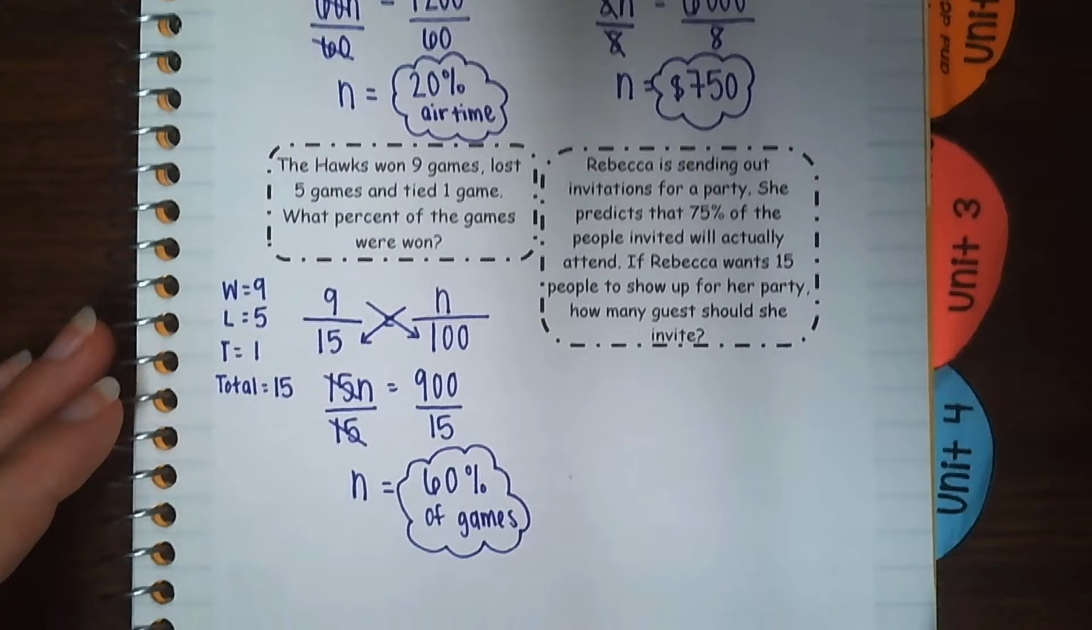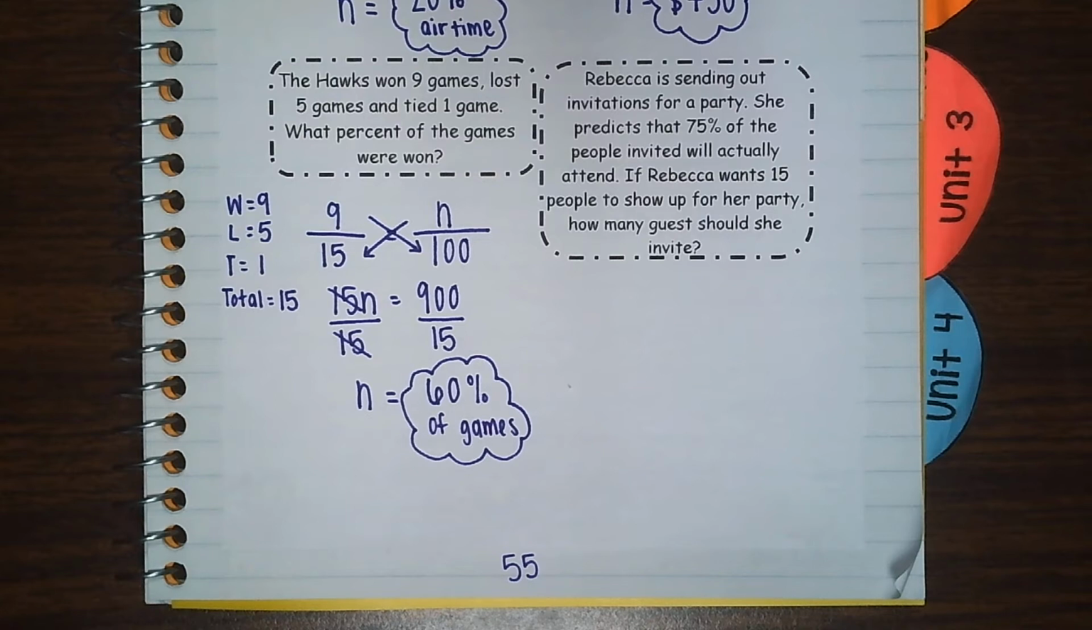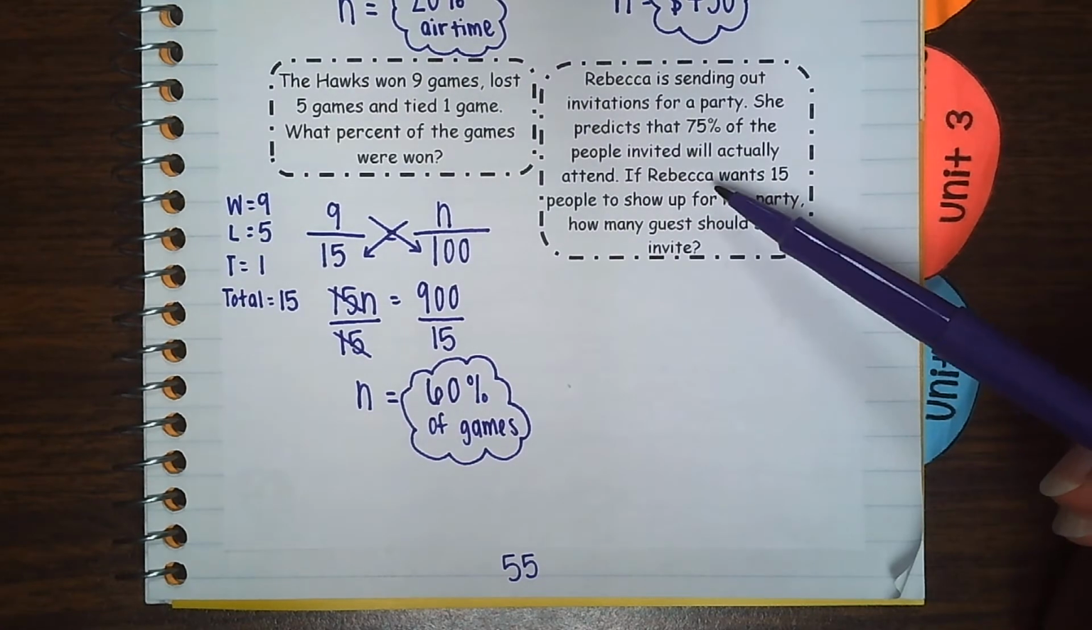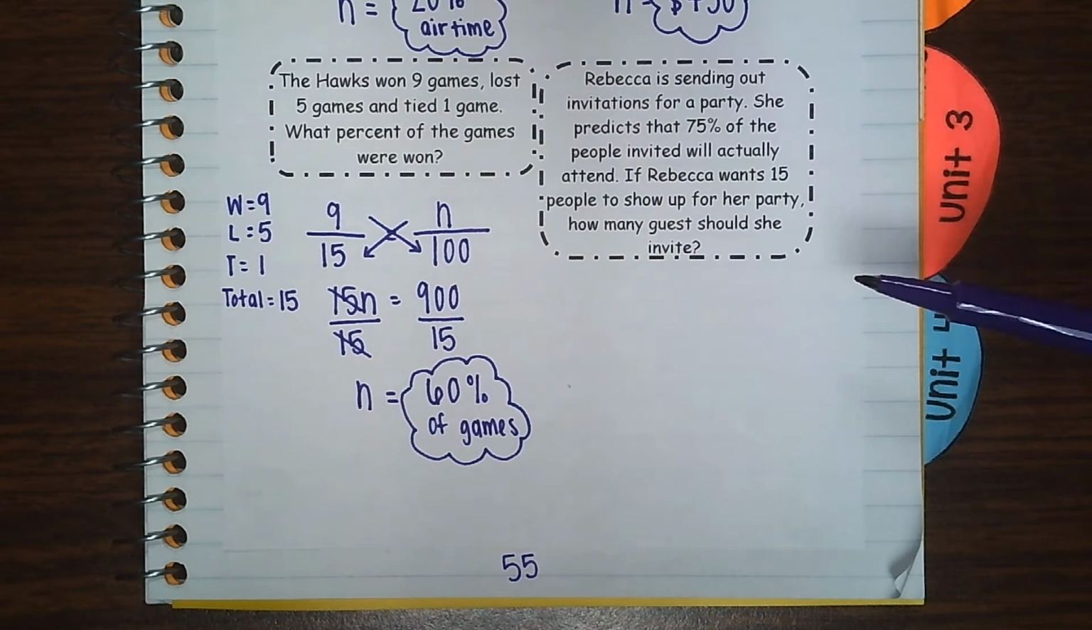All right. Last question. Rebecca is sending out invitations for a party. She predicts that 75% of the people invited will actually attend. If Rebecca wants 15 people to show up for her party, how many guests should she invite? Okay, so 75% of people will actually attend, and she wants 15 people to show up. So how many should she invite?